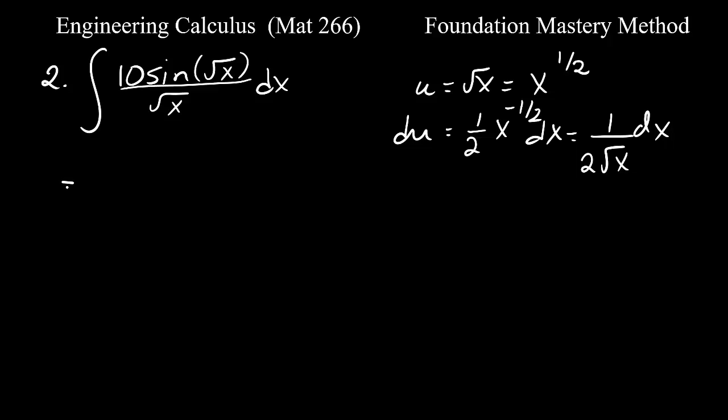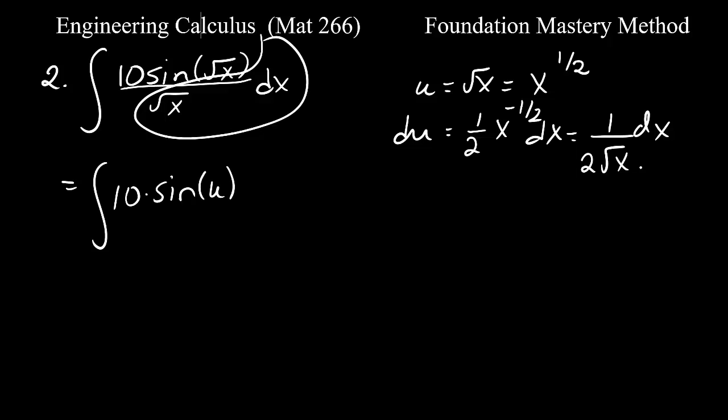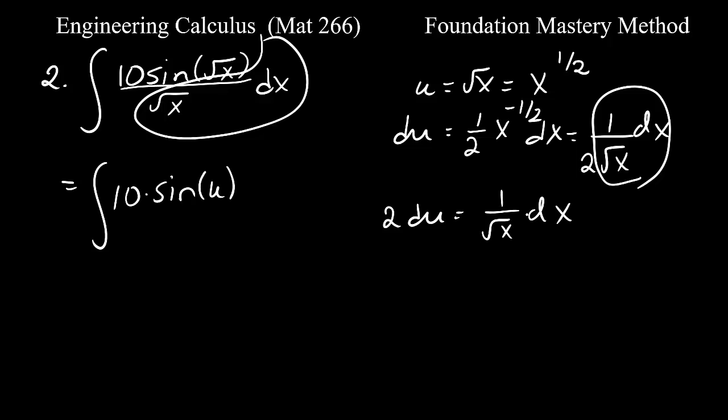Making our substitution here, we will have 10 times sine of u. And if we look at what's remaining, we see that we have a 1 over the square root of x dx remaining, which we can solve for in terms of du. That would be 2 times du equals 1 over the square root of x dx. So now making that substitution, we'll have times 2 du.